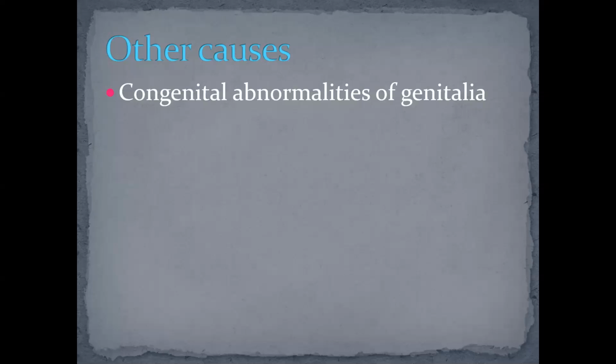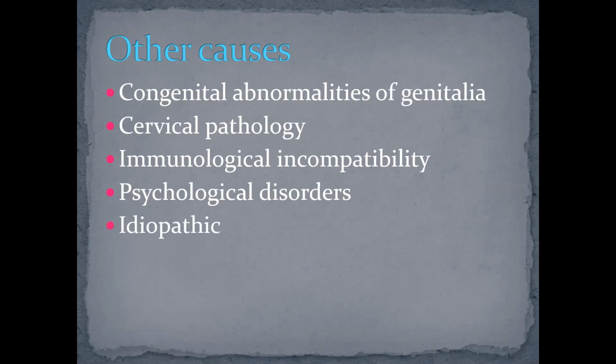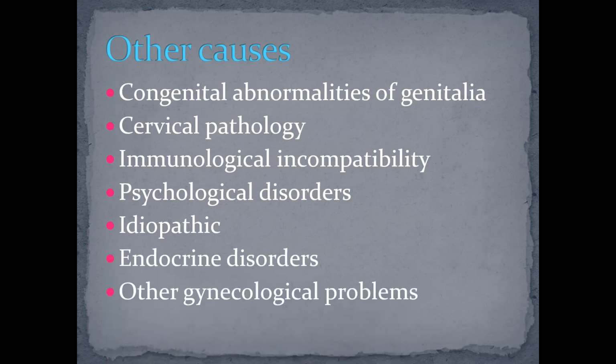Also some chromosomal abnormalities, pathology of the cervix, immunological incompatibility, psychological disorders, usually followed by vaginismus and the inability of the woman to have sexual contact. She's just afraid of sexual contact. Idiopathic type of infertility, endocrine disorders, and other gynecological problems.